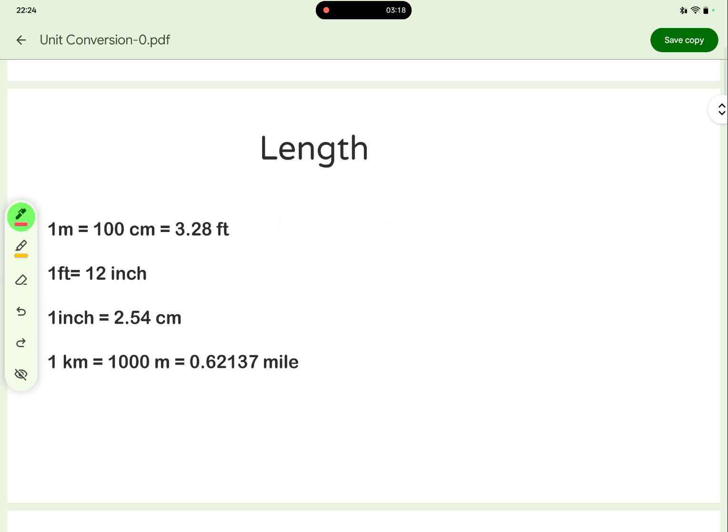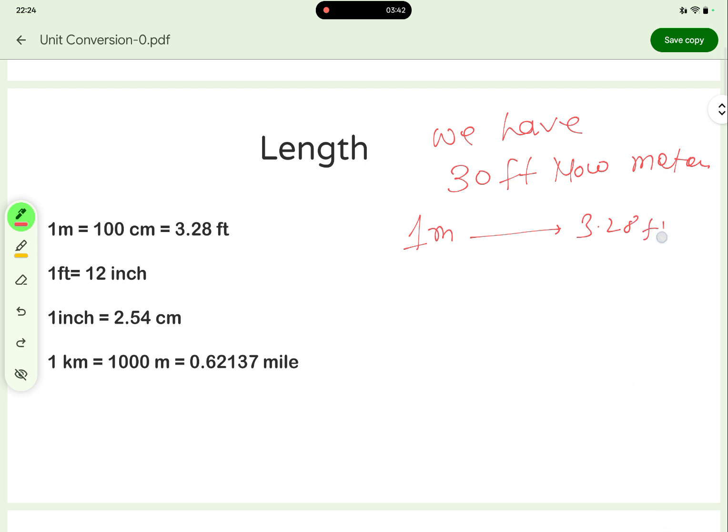Let's do a small example. We have 30 feet, and now we need to convert it into meters. As I know that 1 meter is equal to 3.28 feet, can I write 1 foot is equal to 1 by 3.28 meter? I have to convert feet into meters, right?